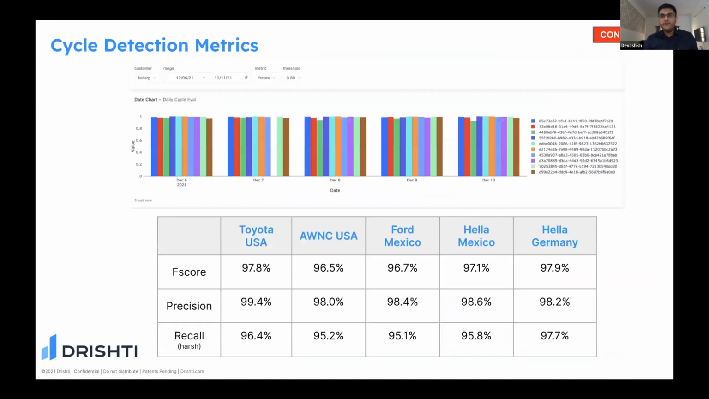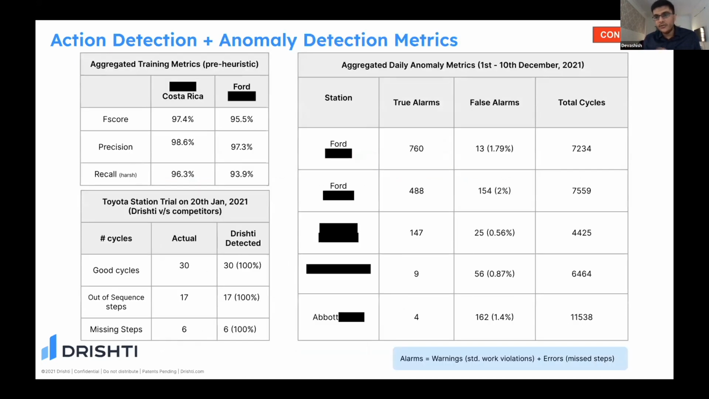Here are some brief metrics across customers: F-score, precision, and recall. We have a daily monitoring job. You can see December dates on the x-axis. Every day we get monitoring numbers because of the human sampling that happens. We measure all the metrics. In the case of anomaly detection, we measure the true alarms and false alarms at a station level.